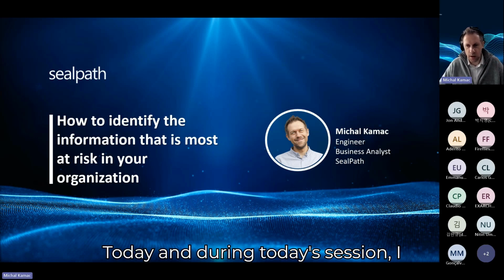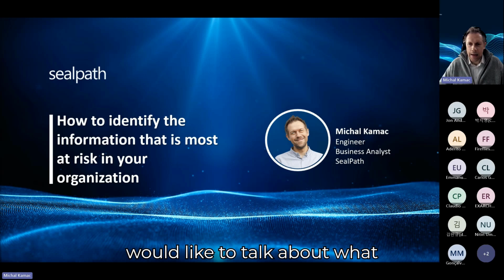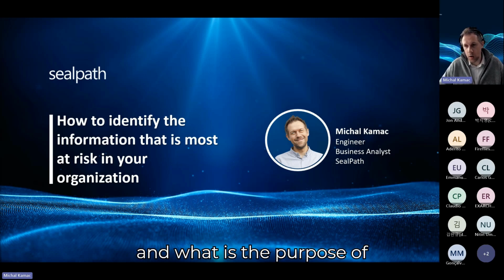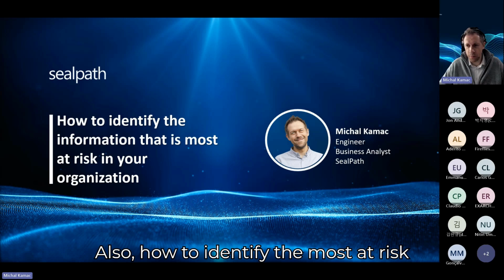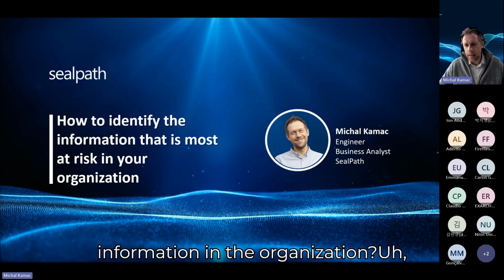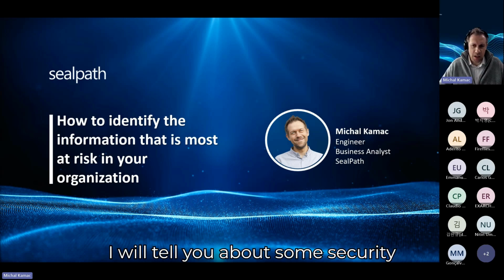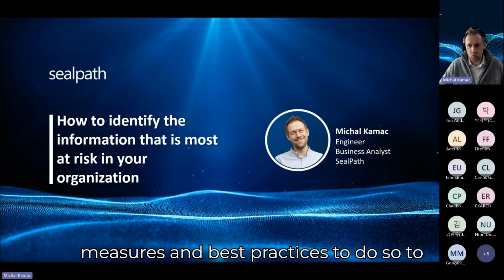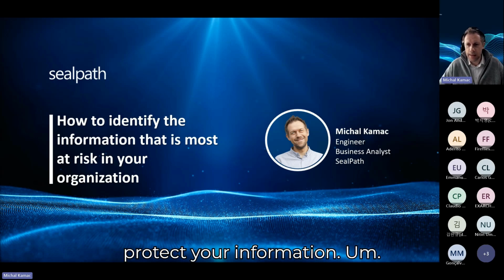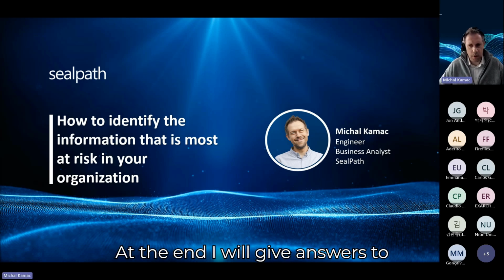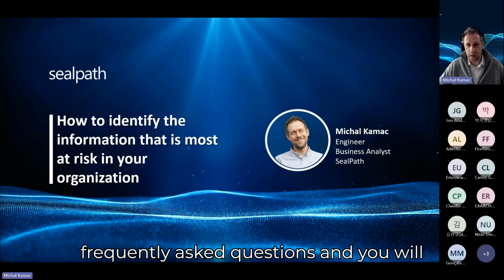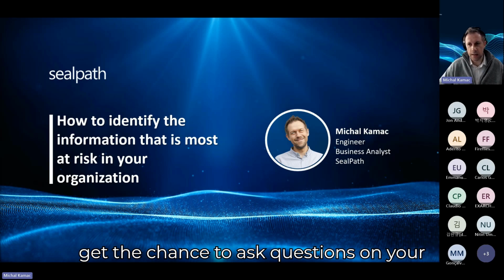During today's session, I would like to talk about what is meant by information at risk and what is the purpose of identifying it. Also, how to identify the most at risk information in the organization. I will tell you about some security measures and best practices to protect your information. At the end, I will give answers to frequently asked questions, and you will get the chance to ask questions on your side as well.